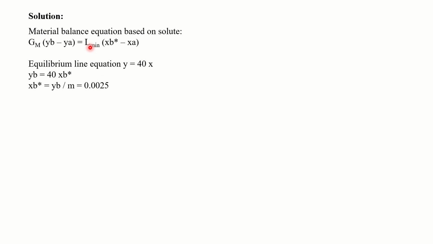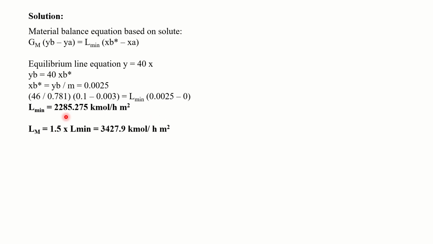Then by substituting all these data in the material balance equation, you will get the minimum solvent rate. Substituting this data gives the minimum solvent rate as around 2285 kilomole per hour meter square. The next step of calculation is the actual flow rate of liquid, which is 1.5 times the minimum. So 1.5 times 2285 gives the actual flow rate, which is 3427.9 kilomole per hour meter square.